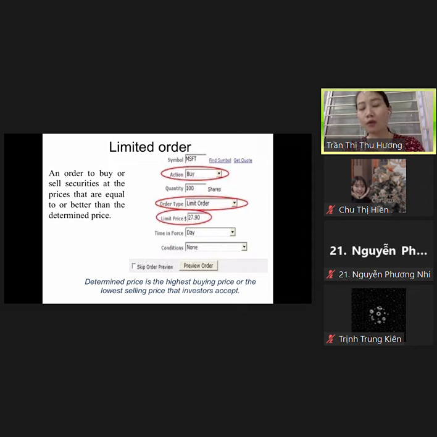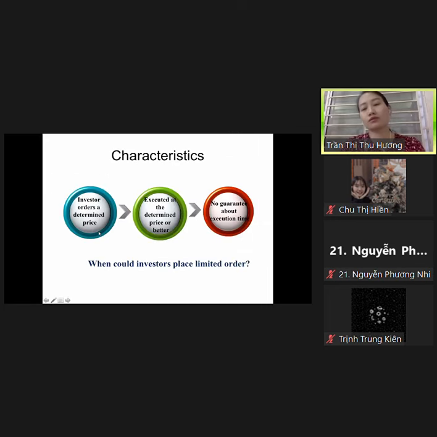For other types of order like ATO, ATC, or MB, investors don't need to give the determined price. Investors don't need to give any price when they place ATO, ATC, or MB orders. There are four main features of the limited order, as you know from the last lecture. The investor will give a determined price, and the order will be executed at the determined price or better.